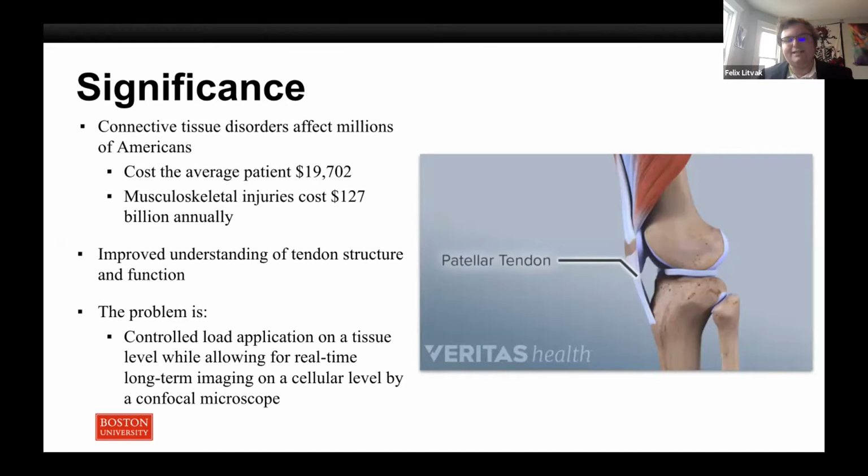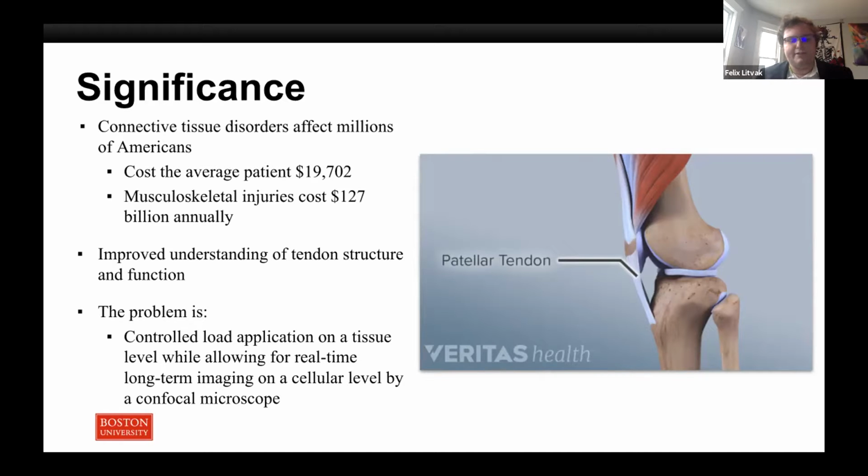So you can see what a tendon looks like to the right. It's basically a construction of collagen that connects muscle to bone. And the goal of our project was to improve our understanding of the structure of tendons and how tendons respond to loads on a cellular level.